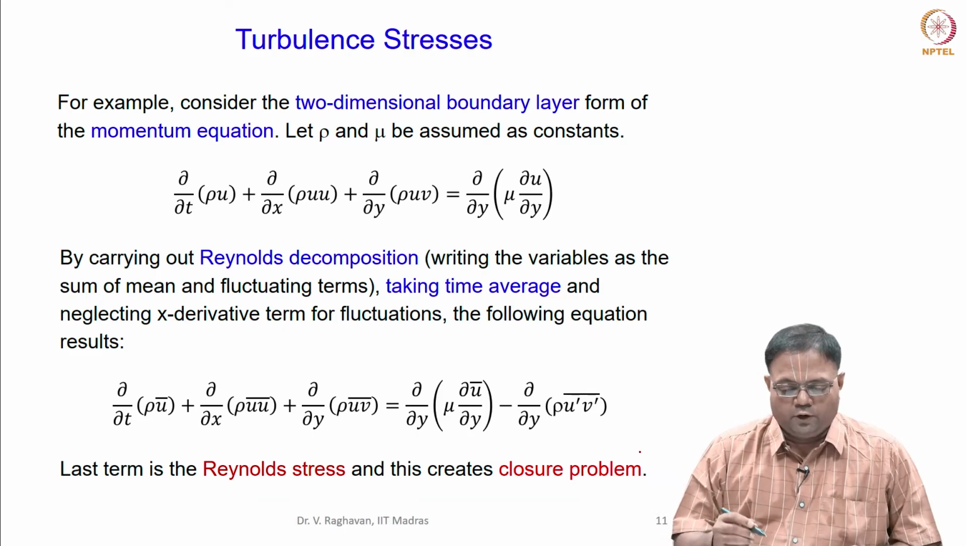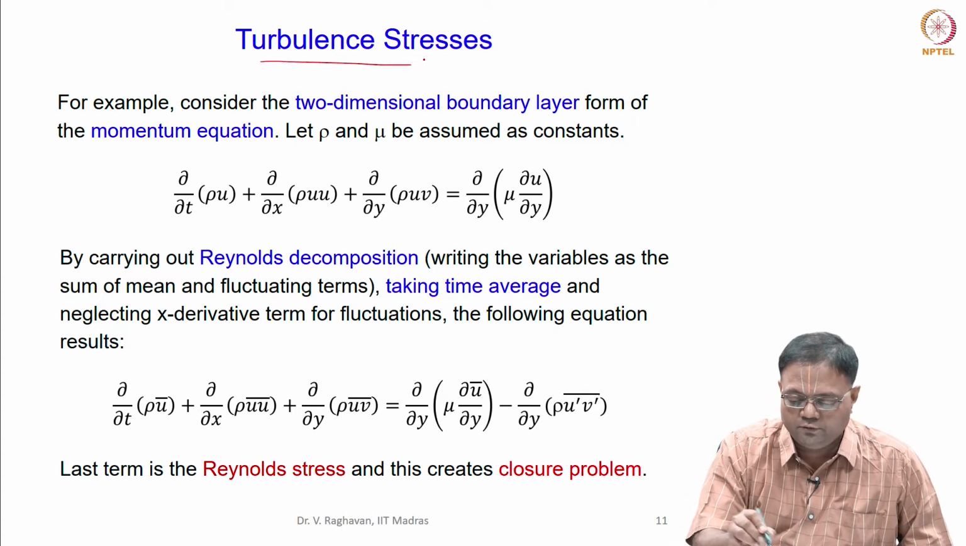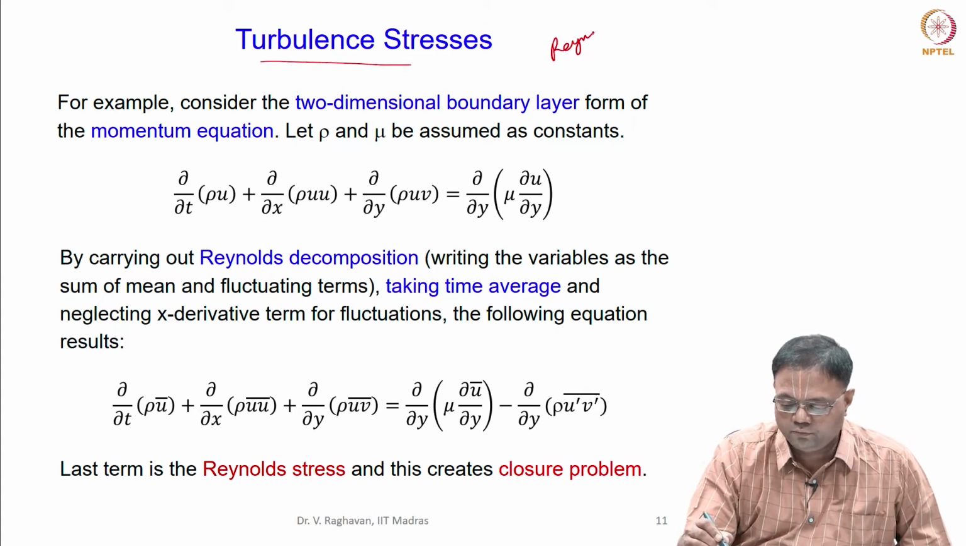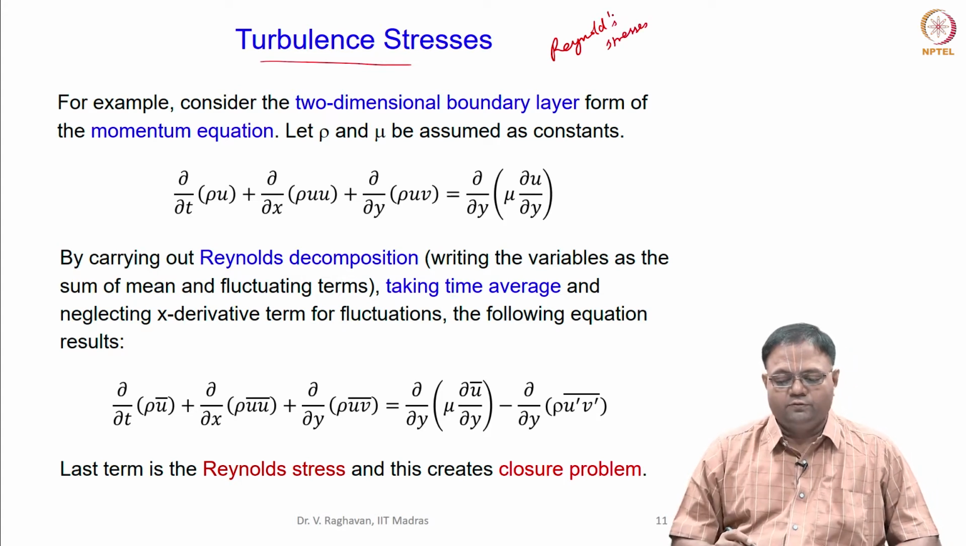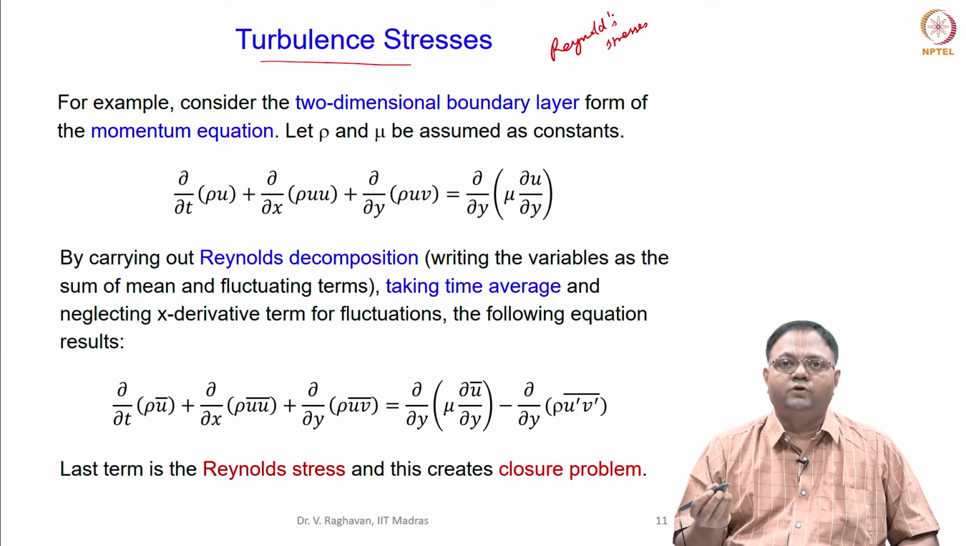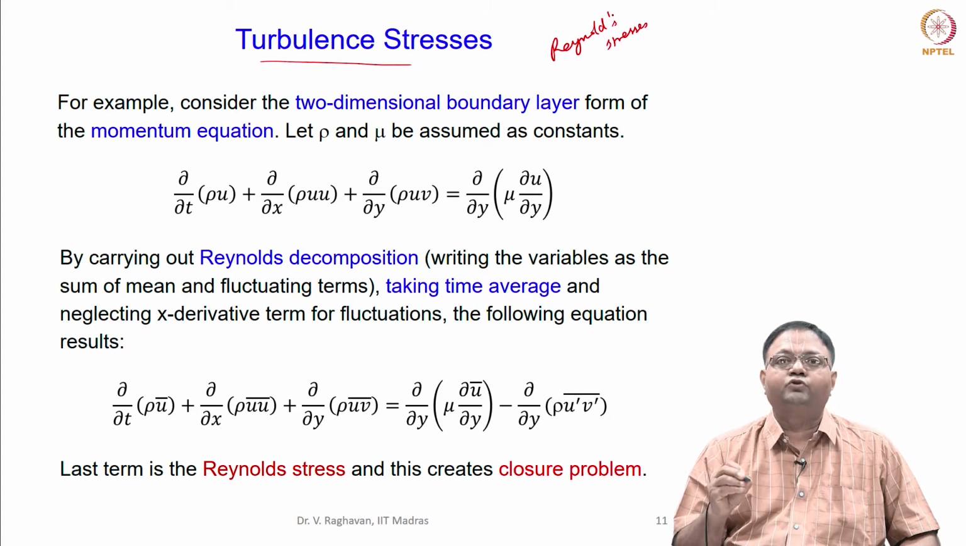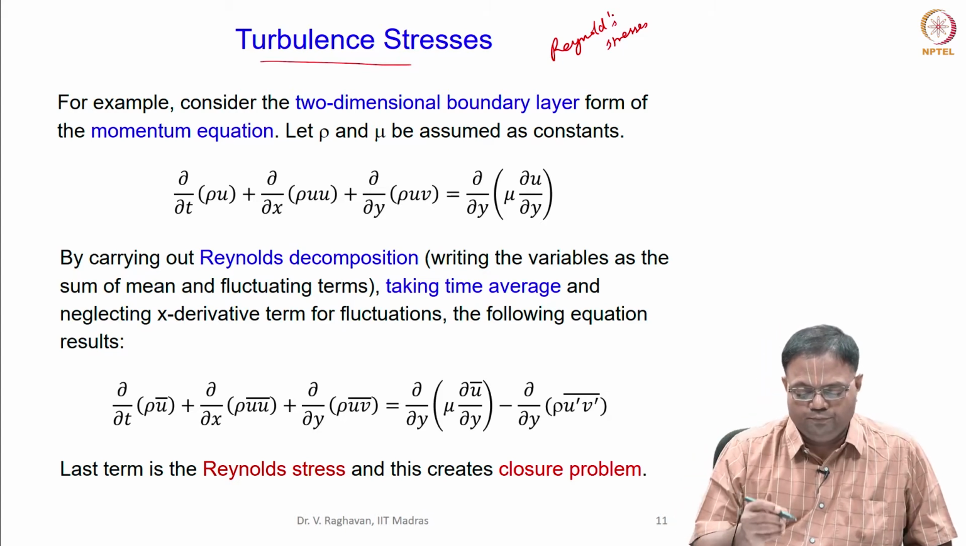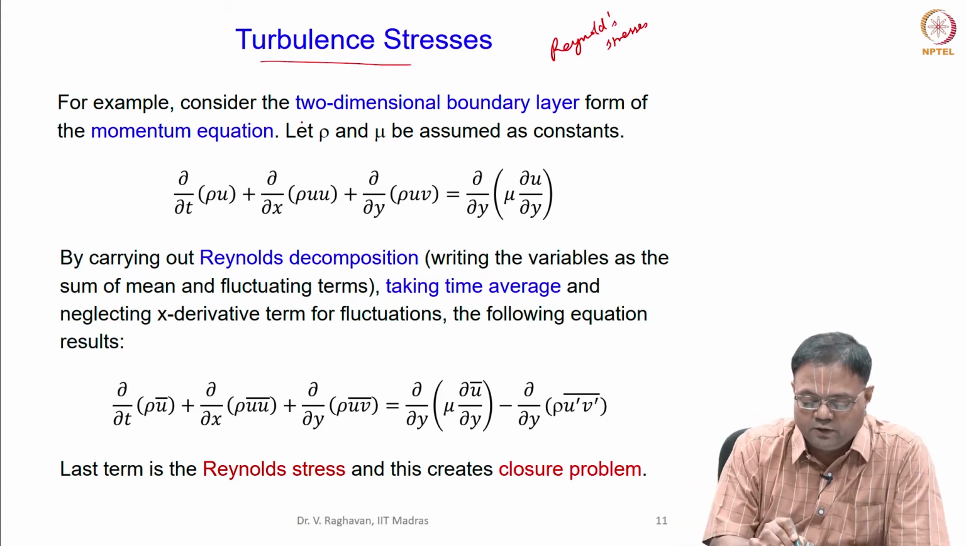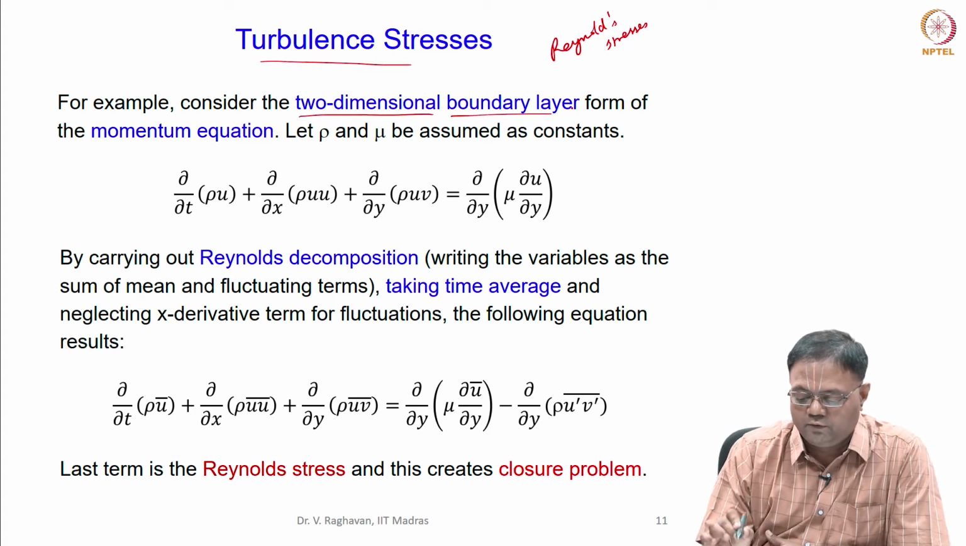So, we will continue with what is called turbulence stresses or Reynolds stresses. These are the extra terms which are going to come in because of the fluctuation terms. To illustrate this, let us consider a two-dimensional boundary layer equation.